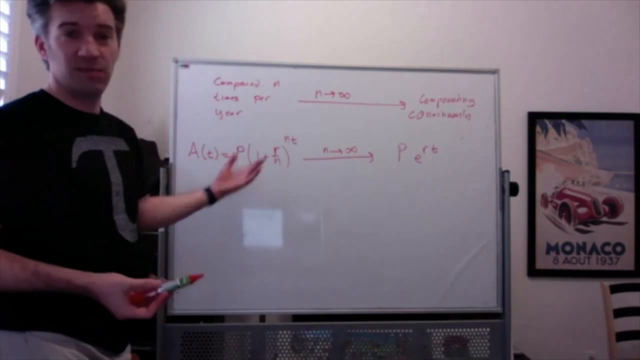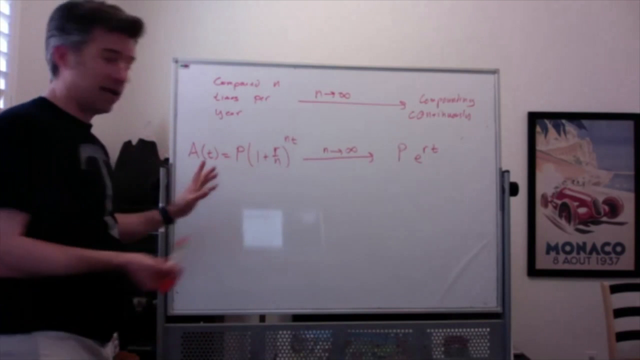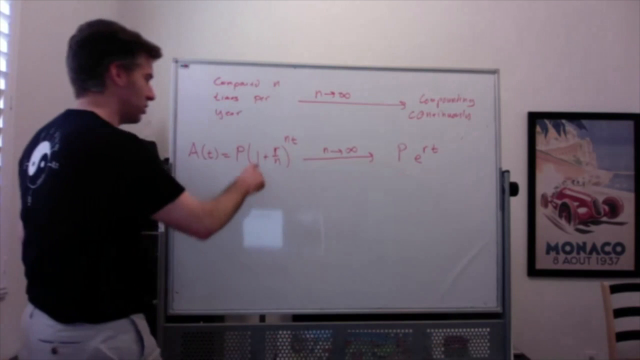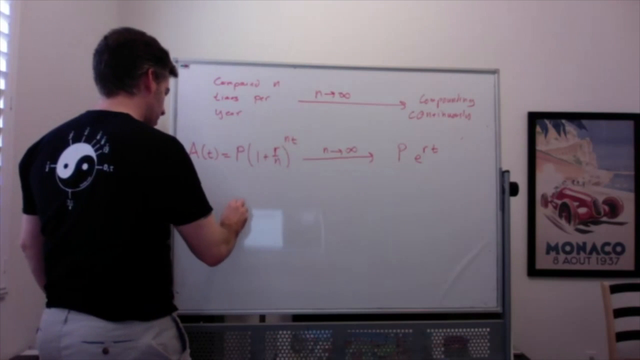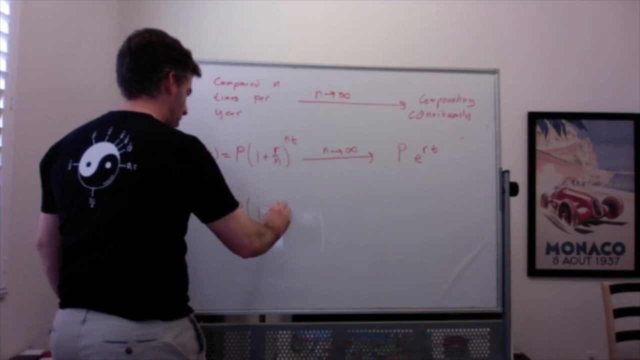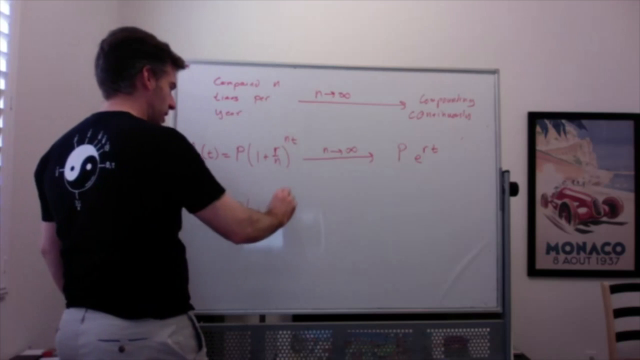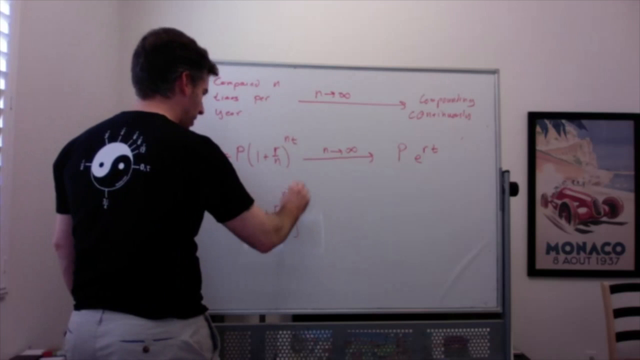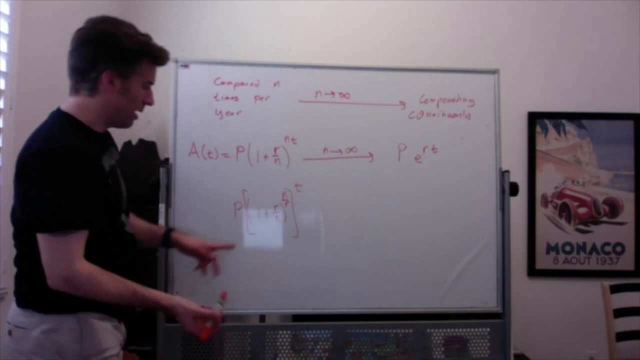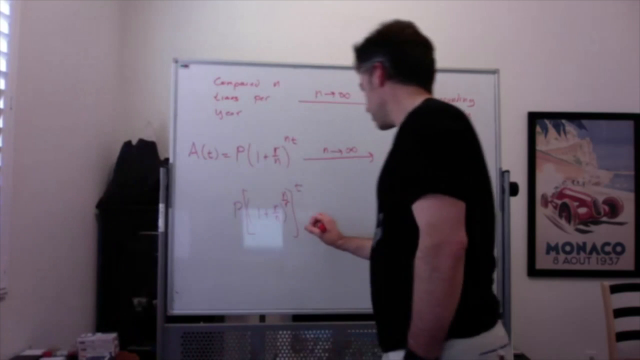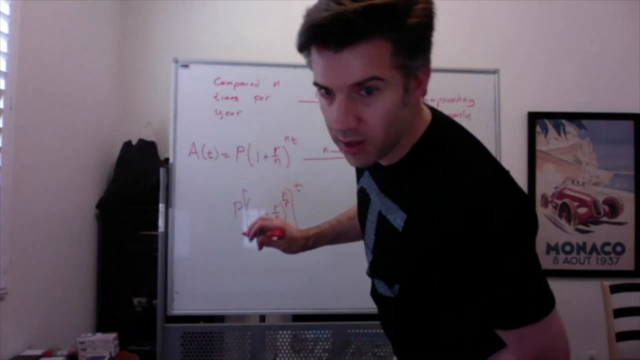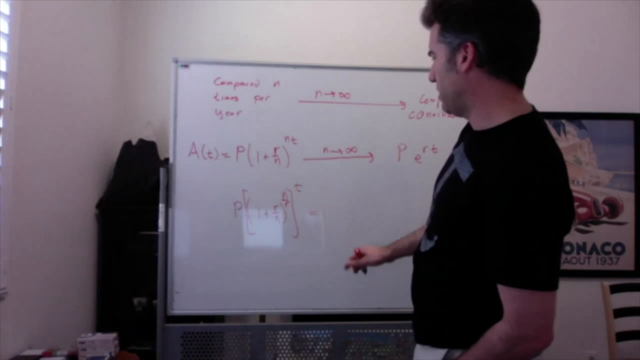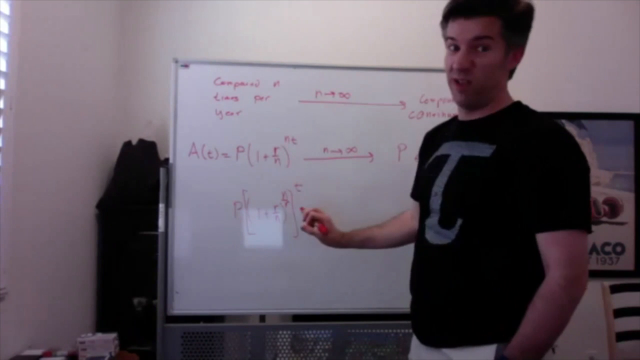The reason for this is because of what we just said. You guys don't need to know how to get from here to here, but the idea is that you can rewrite this as 1 plus r over n to the n over r to the t-th power. That's not quite right. There's an r that I'm missing up here.